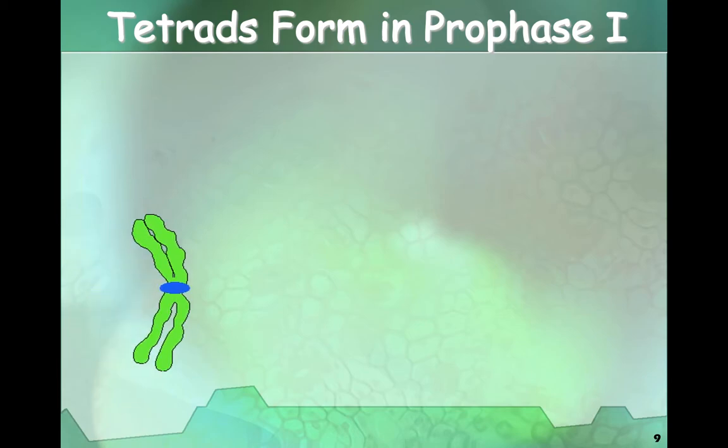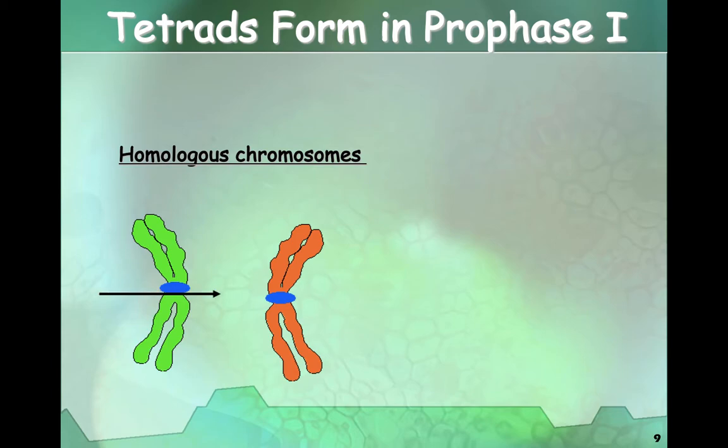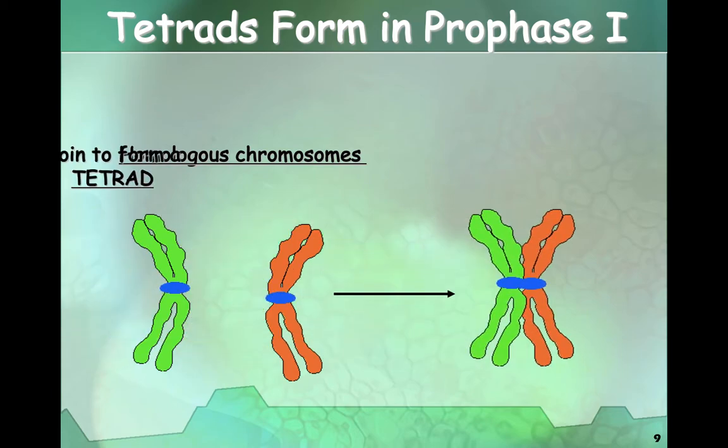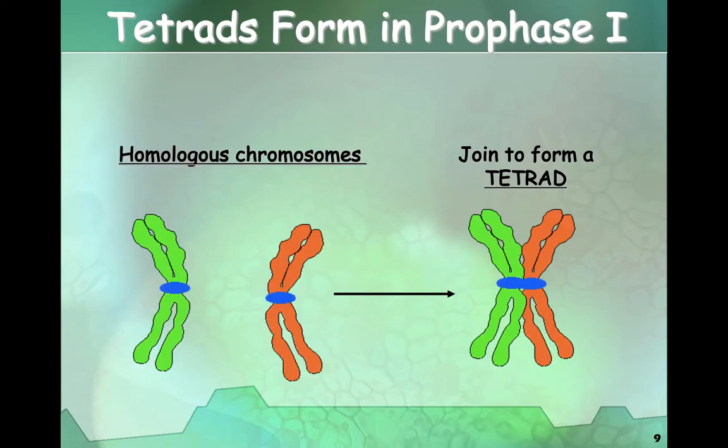So let's talk about these tetrads that form during prophase 1. The tetrads are those homologous chromosomes that form together. That's those homologous chromosomes that stick together. Prophase 1 is when crossing over takes place, and it takes place on these tetrads, on these homologous chromosomes. This is a big point to note.